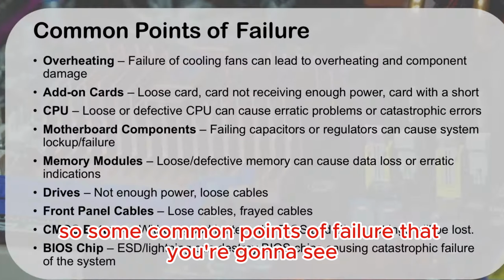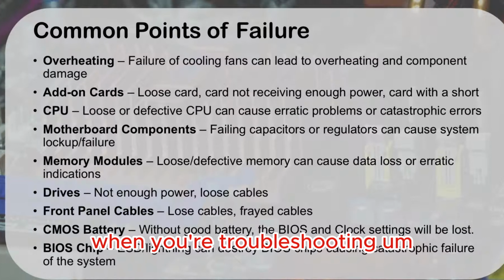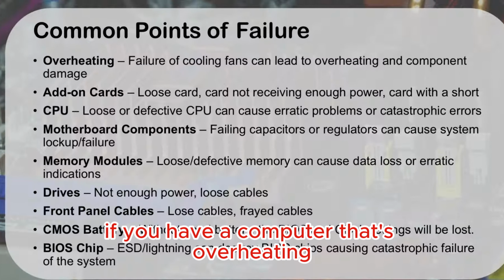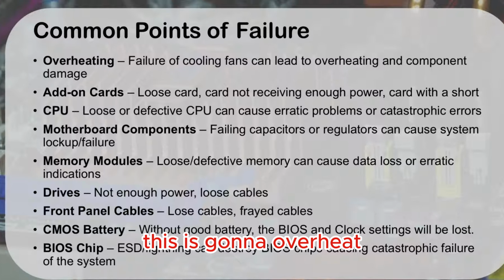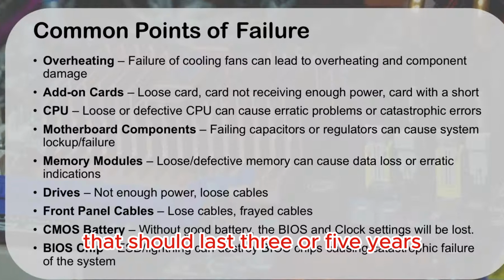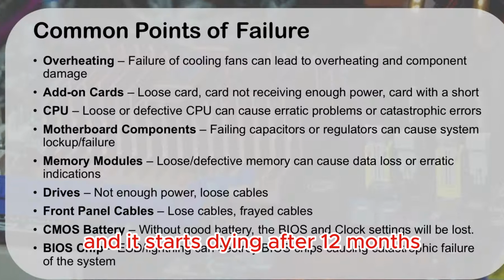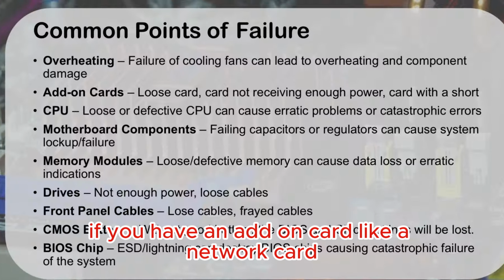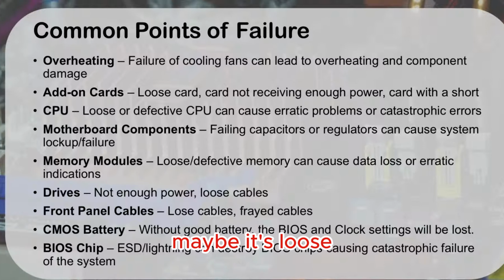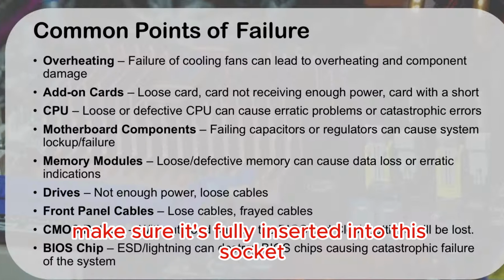So some common points of failure that you're going to see when you're troubleshooting. If you have a computer that's overheating because your cooling fans aren't working well enough, this is going to cause damage to your components. Components can start failing. If you have a processor that should last 3 or 5 years and it starts dying after 12 months, maybe it's overheating, right? Add-on cards. If you have an add-on card, like a network card, and it's not working properly, maybe it's loose. Make sure it's fully inserted into the socket.